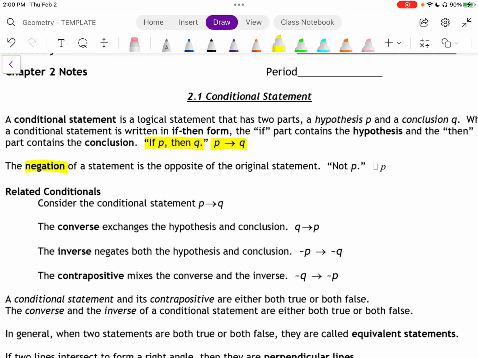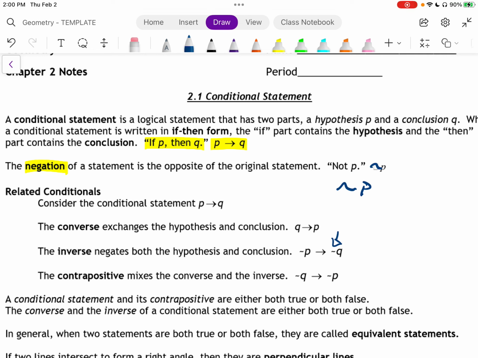A negation, right? Negation, negative, opposite, those are kind of similar words there. The negation of a statement is the opposite of the original statement. So we have some kind of statement P, the opposite of it is not P. Or here it should be a little squiggly line with a P. Maybe I can write it down better. Squiggly line with a P. You can see it down there. So that is a conditional. A conditional statement is if P, then Q.